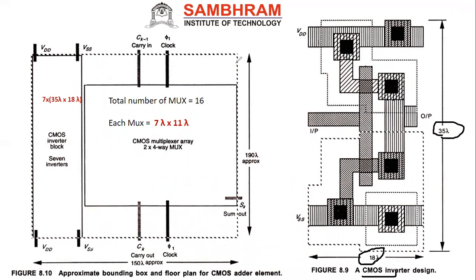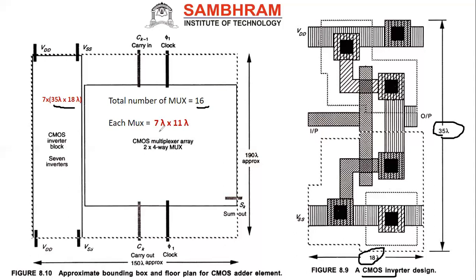Now let us see in the floor plan the bounding box of the CMOS adder element. For one single adder element in the floor plan, how much area will it occupy? Here we are using the CMOS inverters. In the CMOS inverter block, totally how many inverters are required? 7 inverters are required. Each inverter requires 35 lambda cross 18 lambda. Next, the multiplexer. The total number of multiplexer cells is 16 actually.